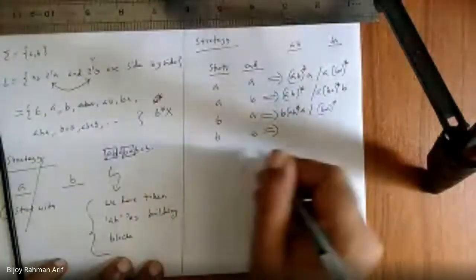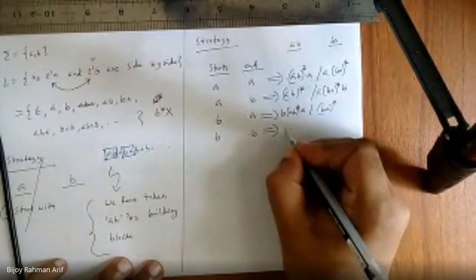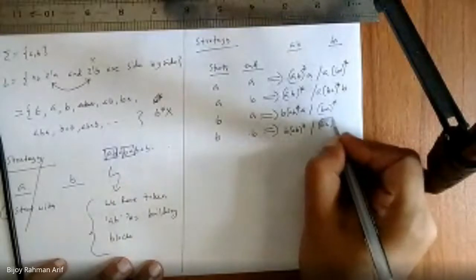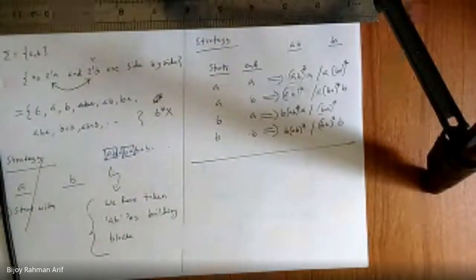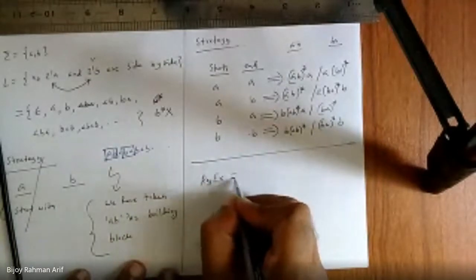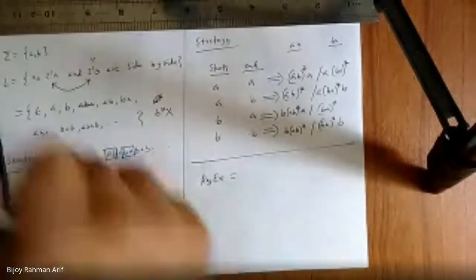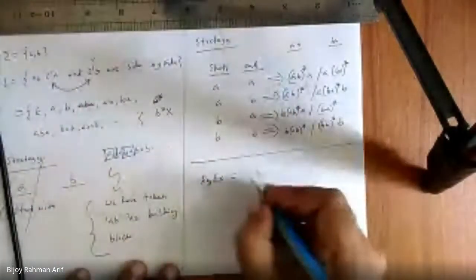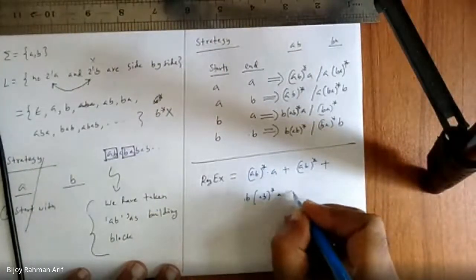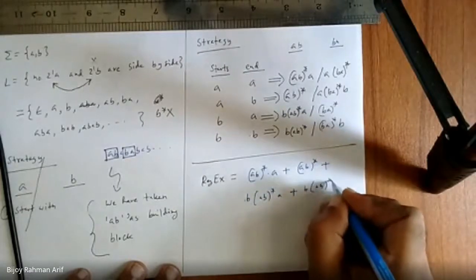And how about this? How can I write this? B AB star. And how about BA? BA star. Done. Okay. So just take only one building block. Let's take AB. So the regex would be what? Just take all this: A, AB star, B, AB star, A, B, AB star.